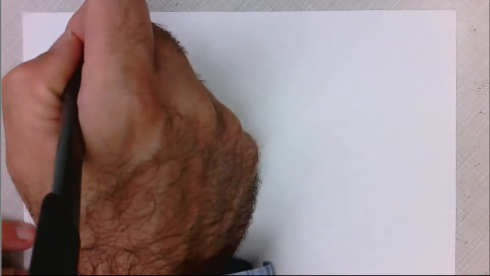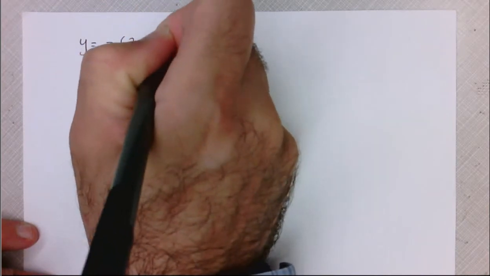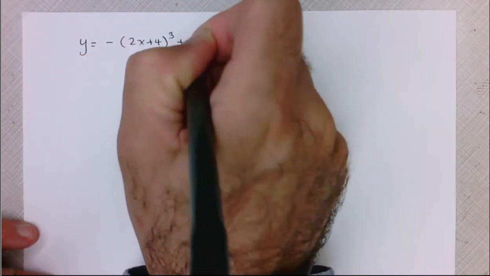Hi folks, we're going to take a look at how we can use transformations to sketch the graphs of some polynomial functions. Now I'll say right off the bat that this is not the method we're going to use most often, but it does allow us to review the concept of transformations. So what I'm going to graph here is y equals negative 2x plus 4 cubed plus 1.